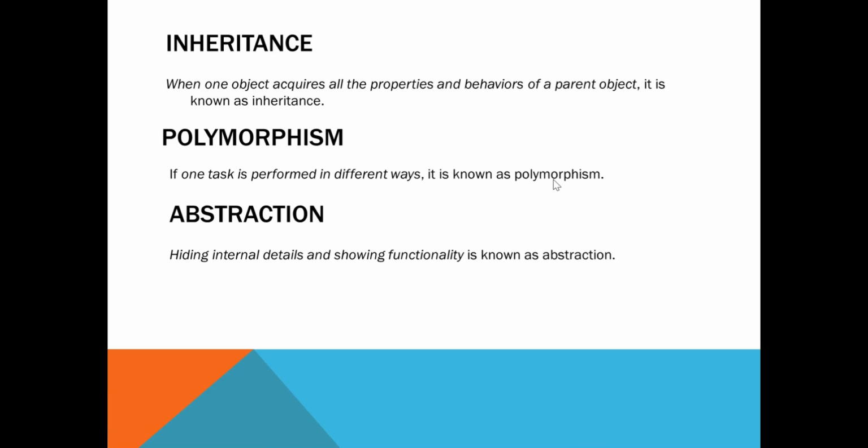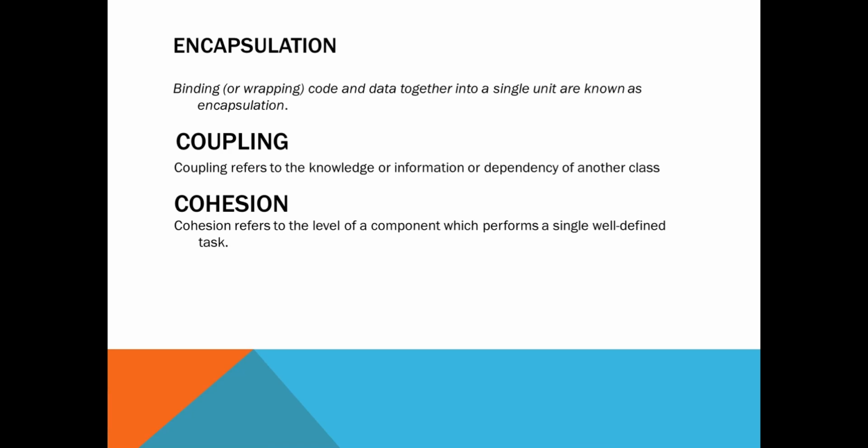Now we come to abstraction. Hiding internal detail and showing functionality is known as abstraction. For example, a phone call. We don't know the internal processing. Now we are coming to encapsulation. Binding or wrapping code and data together into a single unit is known as encapsulation. For example, a capsule, it is wrapped with different medicine.